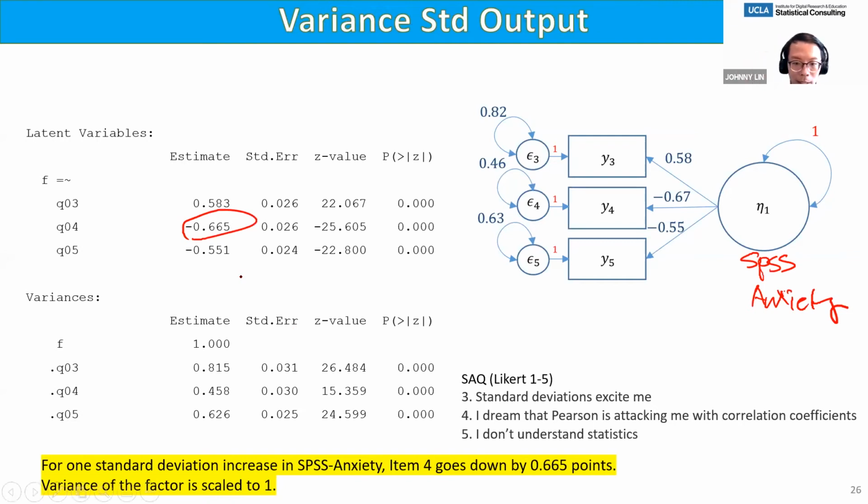Now, be careful because the item itself isn't scaled to 1, the variance, okay? So it's in the original metric of item 4, okay? But the variance of that factor is now scaled to 1. So for 1 standard deviation increase in SPSS anxiety, I dream that Pearson is attacking me with correlation coefficients, goes down by 0.665 points on the Likert scale. Any questions about that?